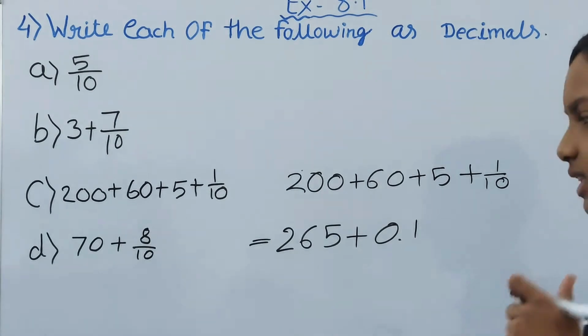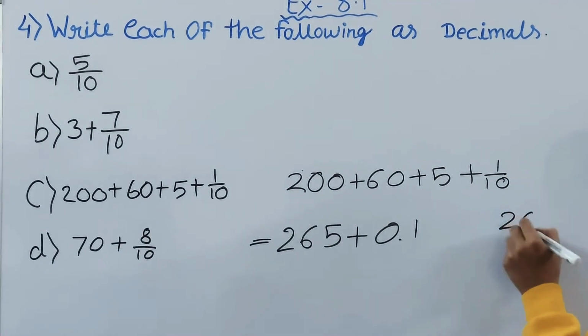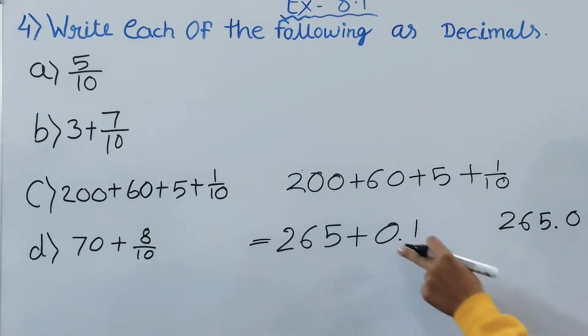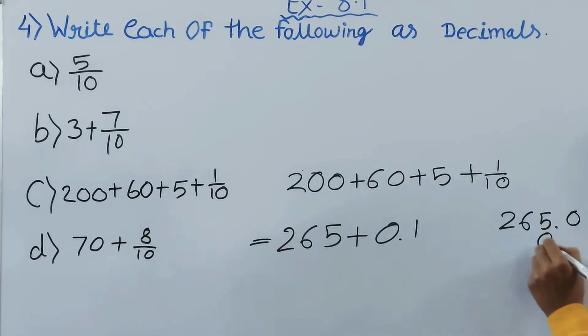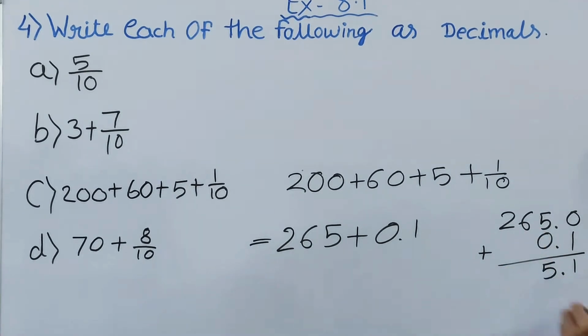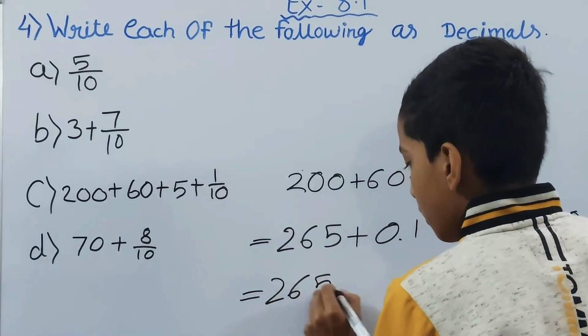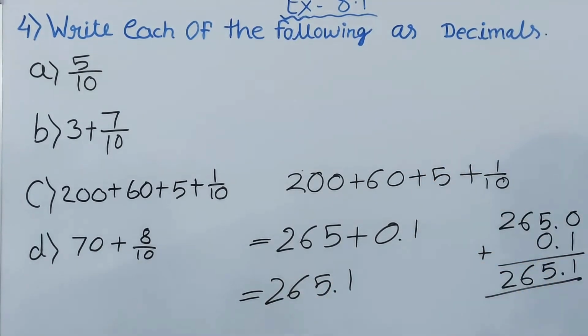Alright. Now we can simply add them over here. 265, there is no decimal part, so we will put a point and a 0, and now this 0.1. Here this 0 will be in the ones place and this 1 will be in the tenths place. So the point here and 1 here, and now we will simply add them. 1 here and 5 here, and this point, don't forget to put this point, and this 6 here and this 2. So this becomes 265.1, which is our final answer.